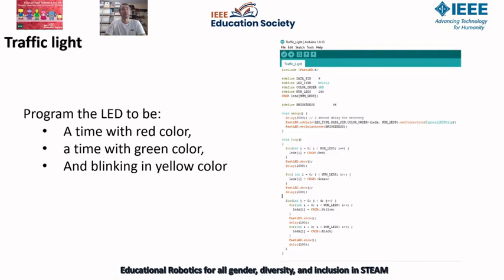We are using the class CRGB to manage the LEDs. This class is called in our program as leds, as a matrix with the number of LEDs. And in the setup we configure a delay of 5000 milliseconds, and we are using the function addLeds from the FastLED library and the setBrightness from the FastLED library.